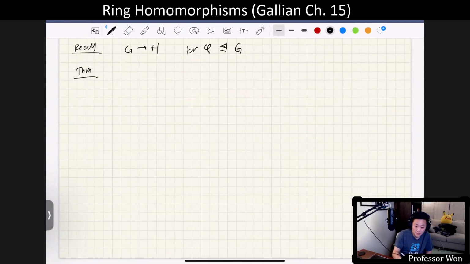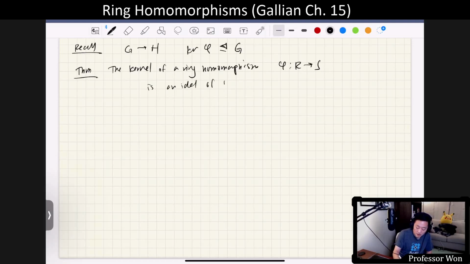Maybe you could have hoped or guessed for this, but the kernel of a ring homomorphism from the ring R to the ring S is an ideal of R. This is just a follow-your-nose proof. First of all, from group theory, we know that the kernel of a group homomorphism is a subgroup. It's a normal subgroup, but the additive group here is abelian. So by group theory, the kernel of phi is an additive subgroup of R.